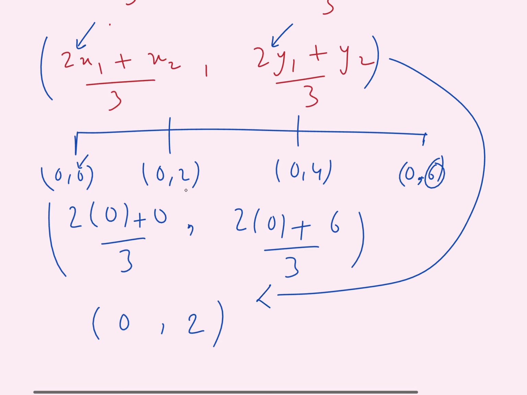The important thing was that there is 2 with x1 and 2 with y1, because we want the point to be near this value, right? x1 and y1.